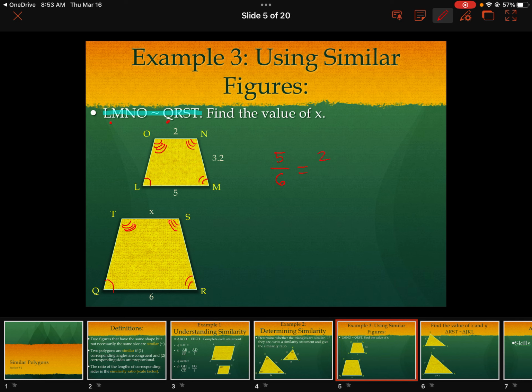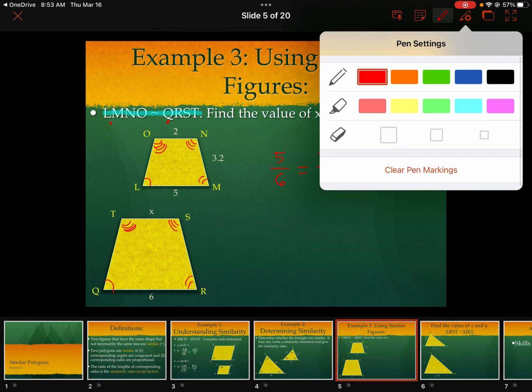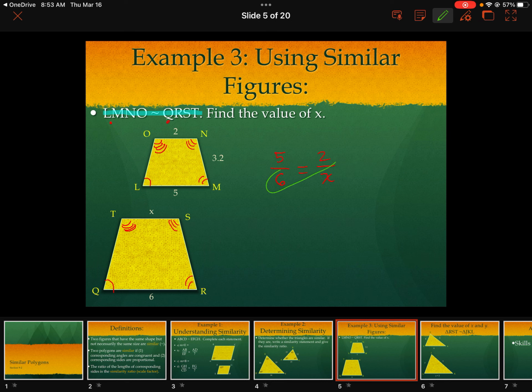So notice how the top of the small guy is 2, the top of the big guy is x. That ratio has to be 5 to 6. So we're going to cross multiply. We're going to take 6 times 2, which we know is 12, and then we're going to divide that by 5. 12 divided by 5. That's your answer. Okay, now you can type that into your calculator. It's going to tell you that it's 2.4. That's how you use your scale factor or similarity ratio to calculate other side lengths.